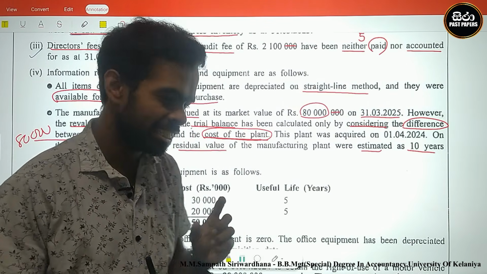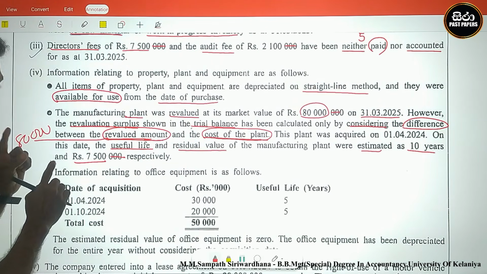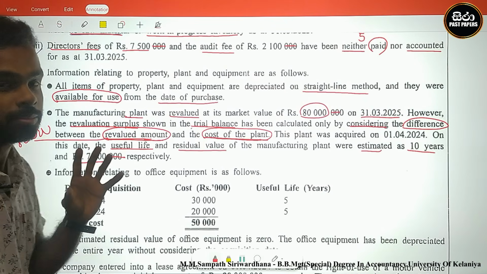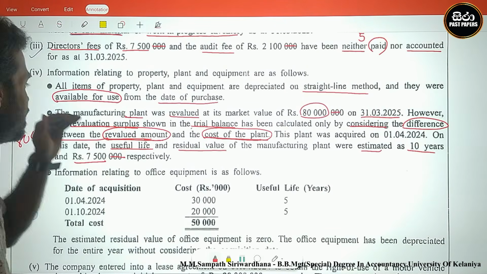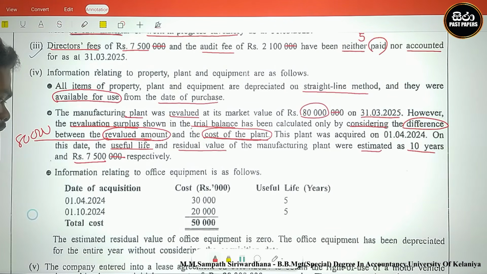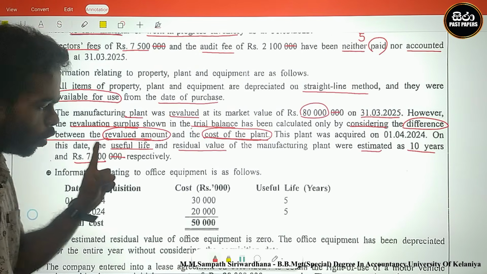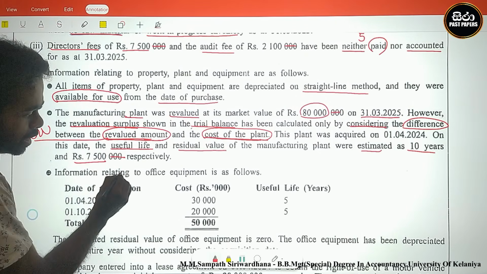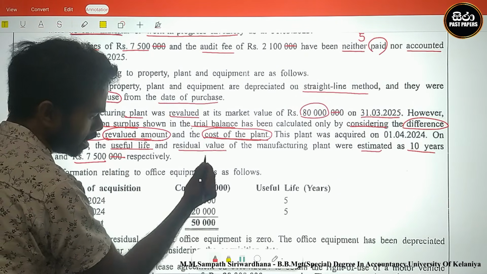Okay, let's see the additional information. This is the fourth one. We must concentrate on the third bullet. We already calculated and discussed the first and second bullets. The third bullet relates to office equipment. Okay, let's see. Information relating to office equipment is as follows.